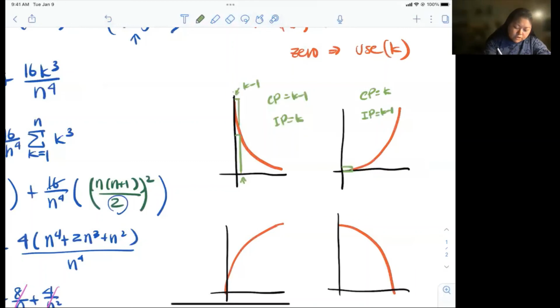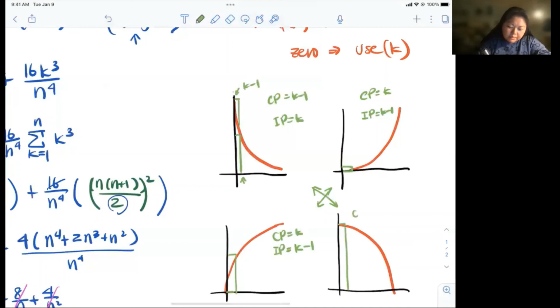This one, your first one's going to be inscribed, so it's going to be under. So inscribed is going to be k minus 1. And your circumscribed is going to be over here, you're going to start the next one, so your circumscribed is going to be k. So these two are exactly the same. They're both increasing. Any graph that's increasing is going to start at k minus 1 for inscribed, and it's going to start at k for circumscribed. Whereas if it's decreasing, you're going to start at k minus 1 for your circumscribed, and then the next one over will be your inscribed.